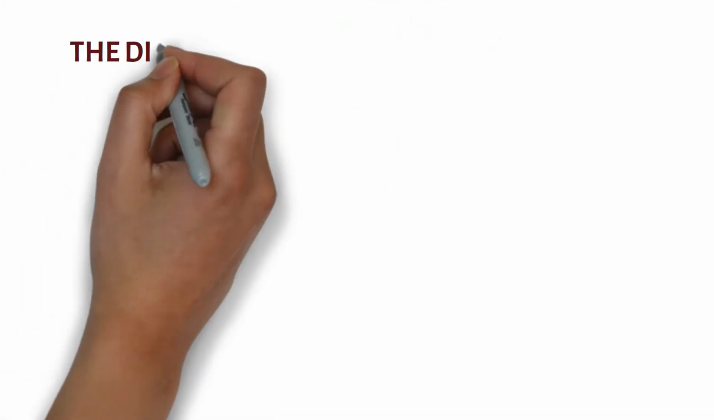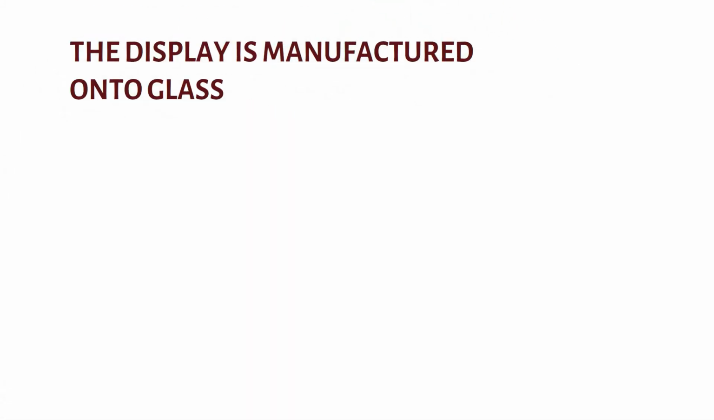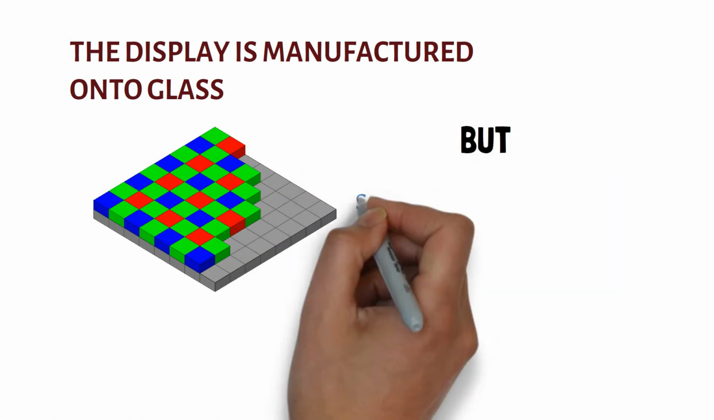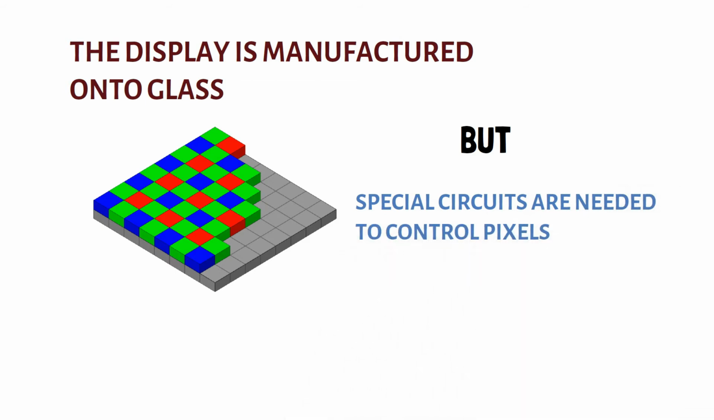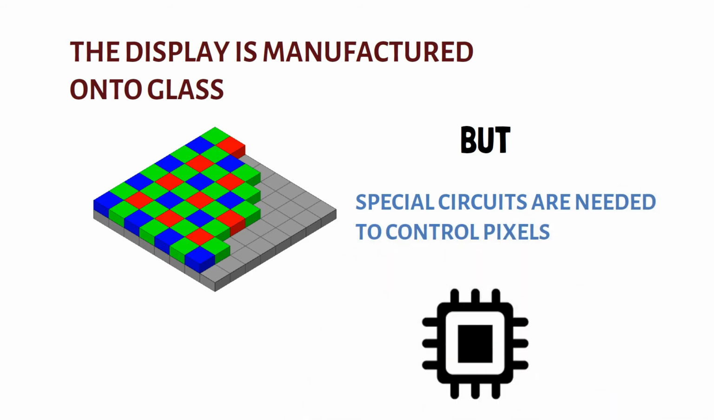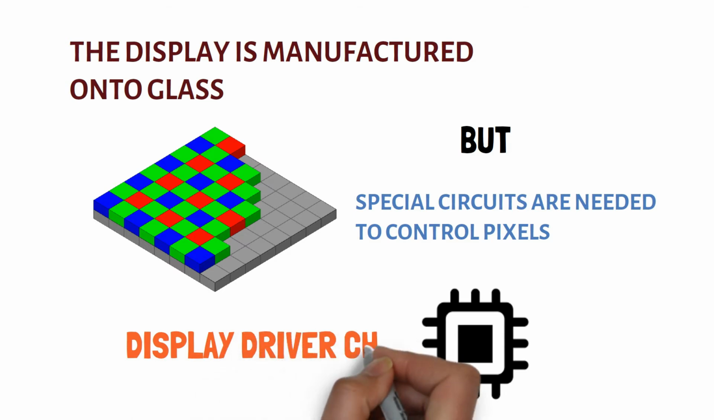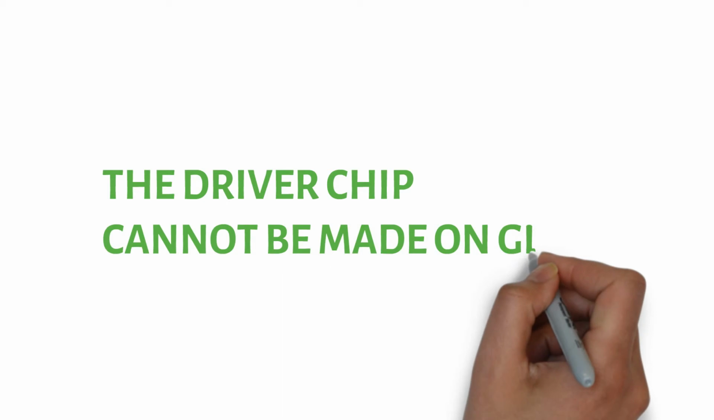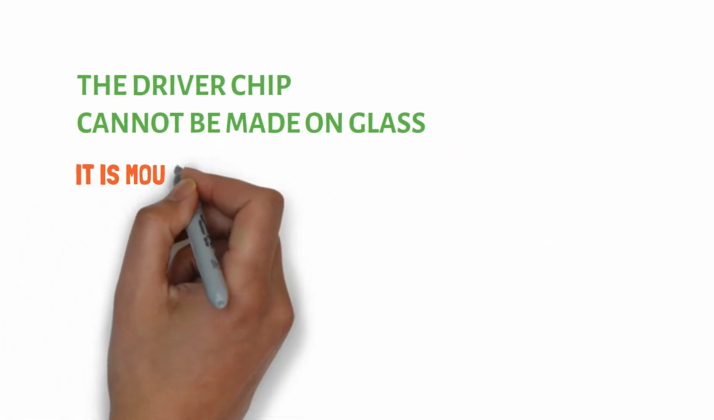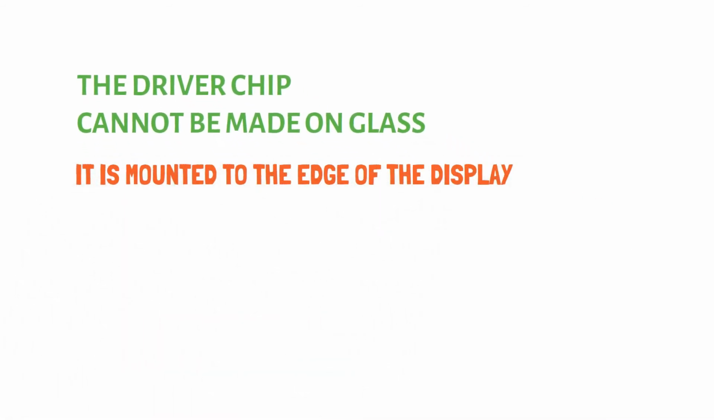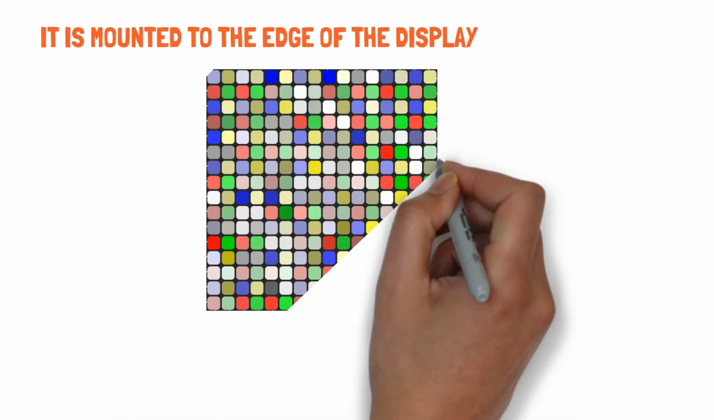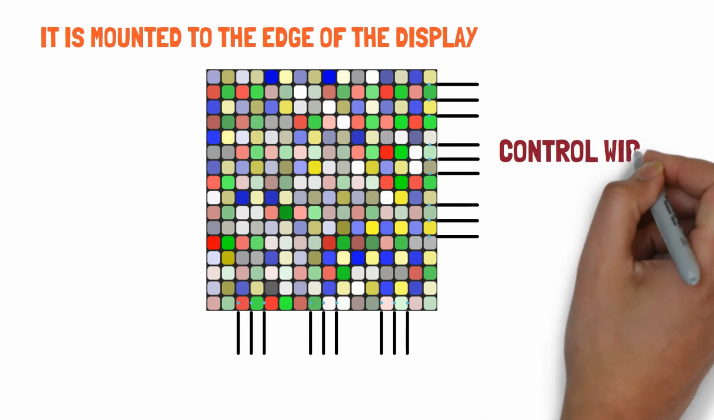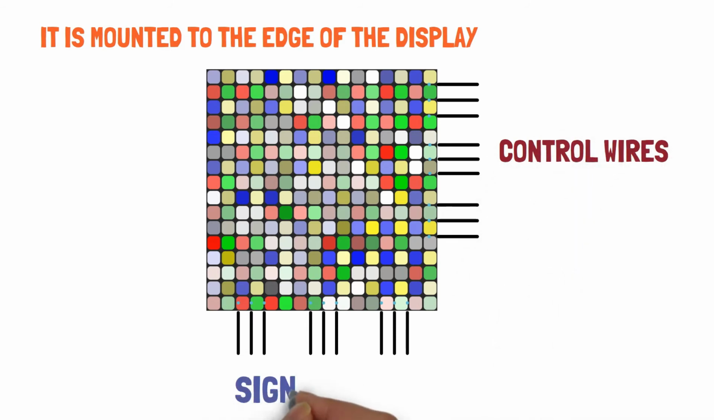The modern smartphone display is manufactured onto glass, but special circuits are needed to control the pixels and their transistors. This circuit is called a display driver chip. So there is a special chip that controls the display of the smartphone. And the problem is that this driver chip cannot be made on glass. So we have the control wires and the signal wires coming out of the pixel grid, and these have to be connected to the display driver chip. The display driver chip is mounted on the edge of the display, so the wires running from the display are connected to it.